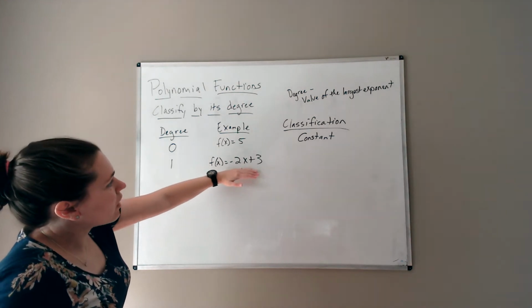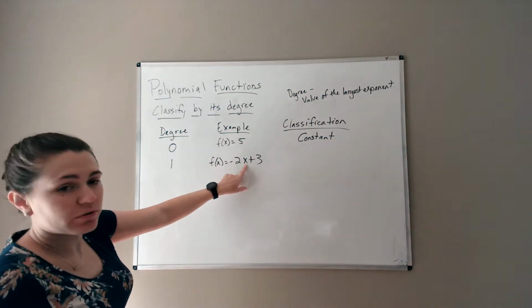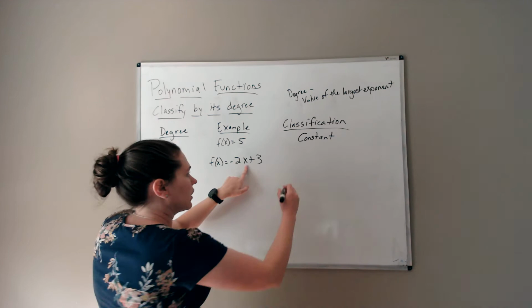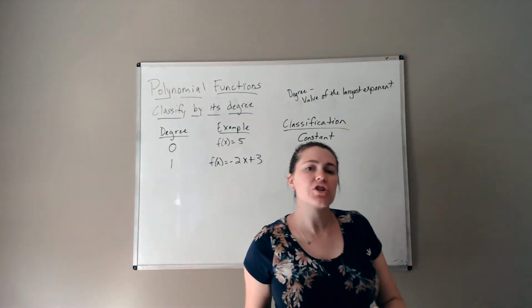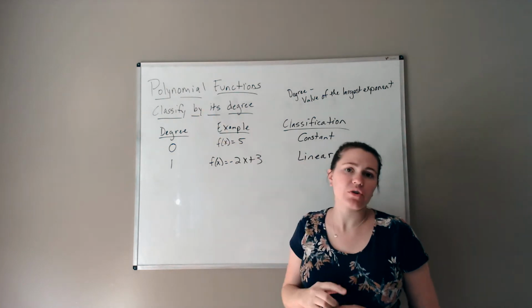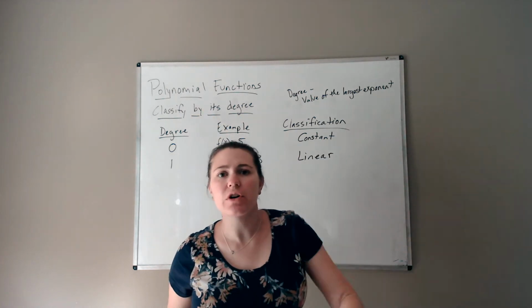When the degree is 1, an example of that would be negative 2x plus 3. What do we call a polynomial function with degree 1? It's called degree 1 because the largest exponent on x is 1. You know this. This is a linear function. A linear function is a type of polynomial function. It's the polynomial function of degree 1.